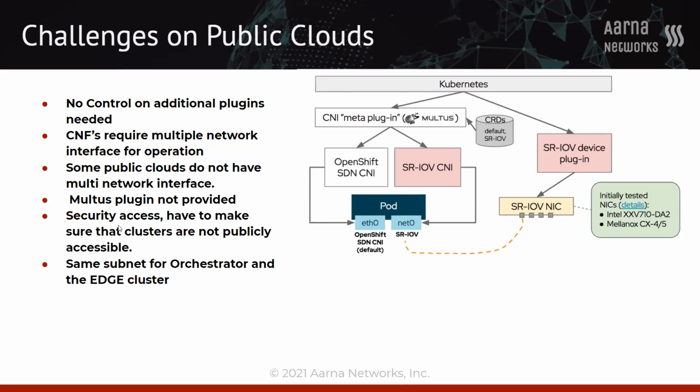In addition to that, the general challenges are that we have to make sure the security access to the cluster is well protected, and it should not be publicly accessible. And the cluster on which our AMCOP tool is running should be the same as the edge cluster, so that they can talk to each other. For that, we have to create these two clusters in such a way that they fall in the same subnet.